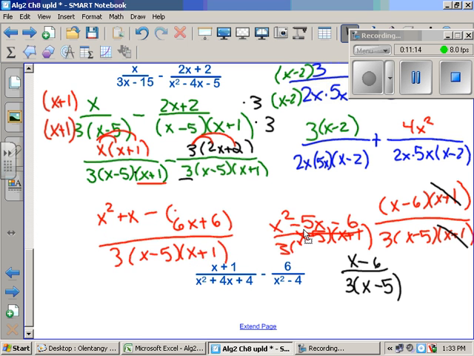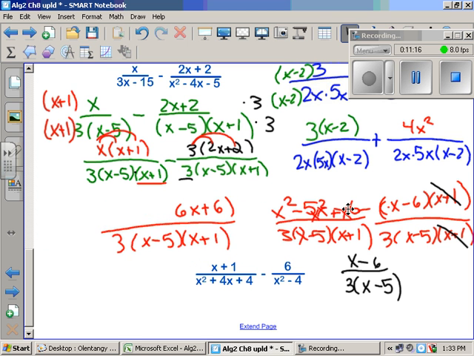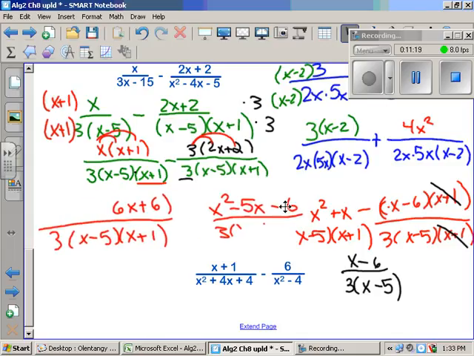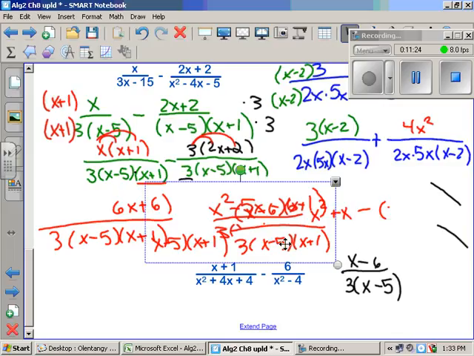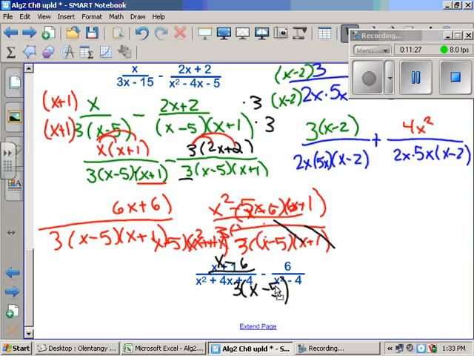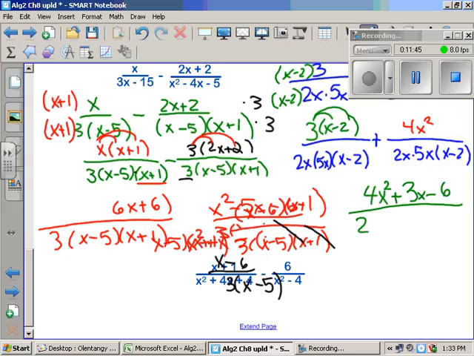All right. Oh, shoot. Okay, let's just move all this out of the way. Okay, then this combined to be, I'm going to distribute that 3, to be 4x squared plus 3x minus 6. Okay, I just combined all the top, and it's all over the common denominator, 2x times 5x times x minus 2. Okay?